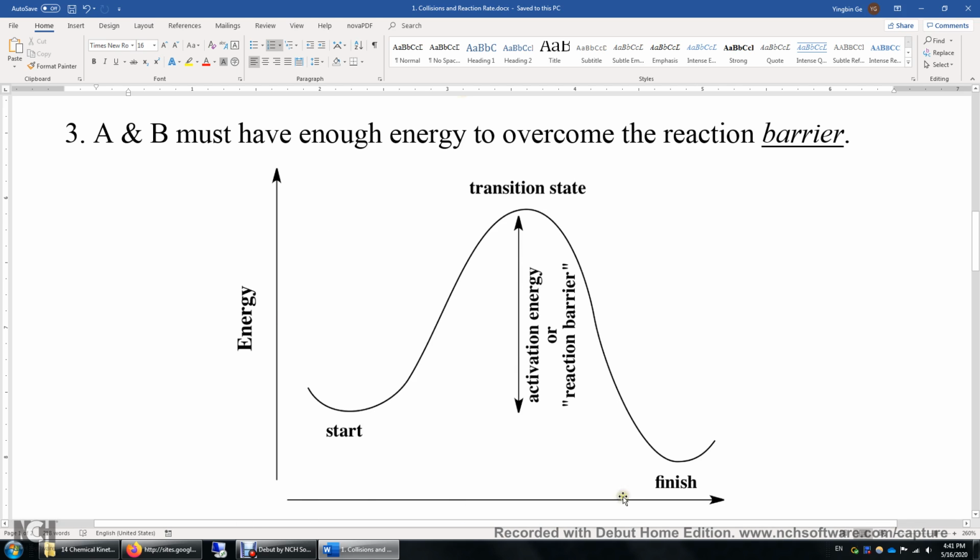So this is the energy diagram of a reaction. Over here, the starting point is our reactants. This is the products. For the reactants to produce the product, the reactants must overcome a reaction barrier, or so-called activation energy. And then it can form the product.